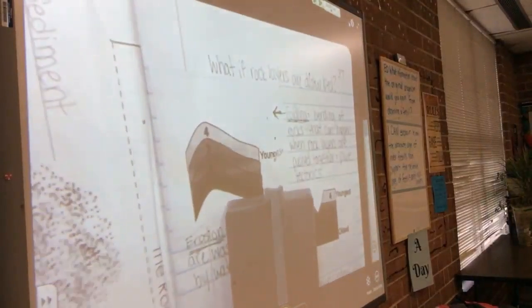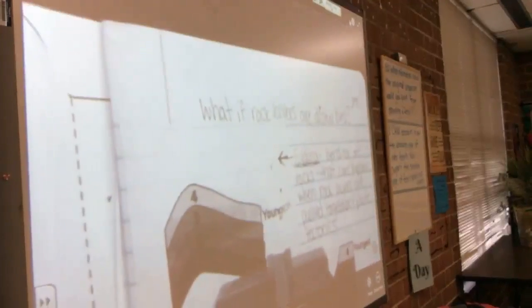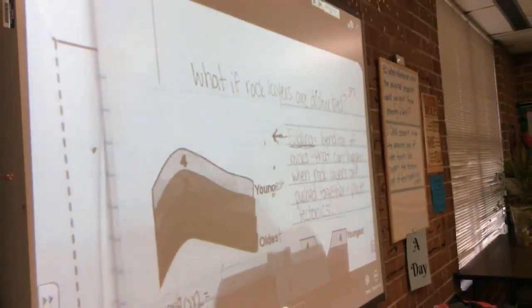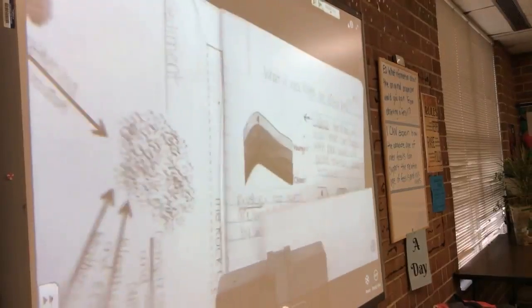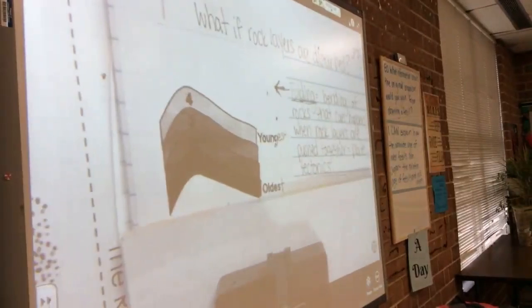So the title of this, you can keep it going as the same title, but I titled it, What If Rock Layers Are Disturbed? And I don't mean disturbed like y'all think that so-and-so is a little disturbed. Not that kind of disturbed. So look at the one that looks kind of like a little slide.